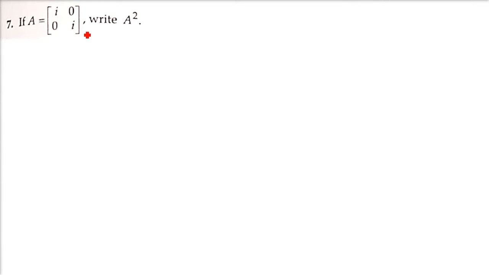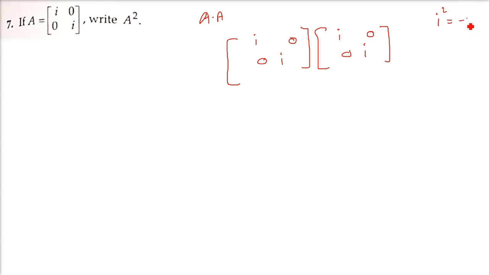If A is this, write A square. A square is nothing but A dot A. Okay. Now, let me write i, 0, 0, i. Now, i here corresponds to complex numbers actually. So there i square is equal to negative 1. So, i into i is i square plus 0 plus 0. i into 0 is 0. 0 into i is 0. So, this will be 0 plus 0. Then we have 0 into i as 0 and i into 0 is 0. 0 plus 0.